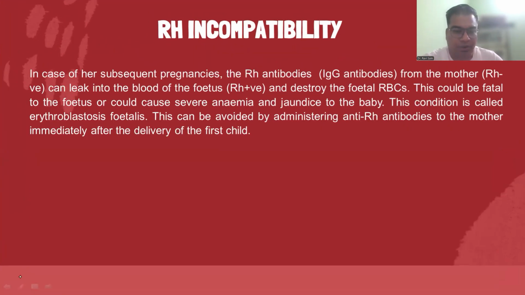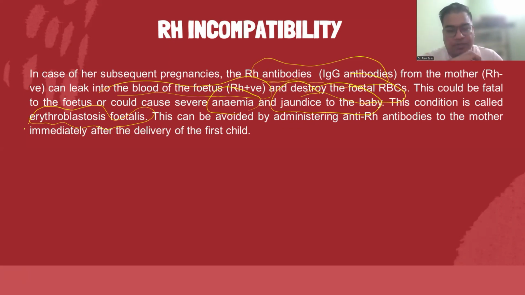So in case of subsequent pregnancies, the Rh antibodies, which are of IgG class, from the mother can leak into the blood of the fetus and destroy the fetal RBCs. This could be fatal to the fetus or could be responsible for severe anemia and jaundice. This condition is called erythroblastosis fetalis.